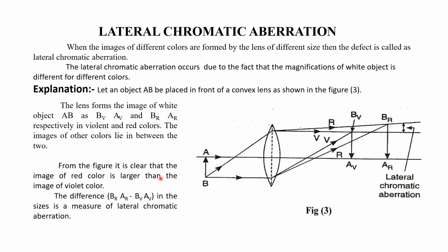So if you consider the defect along the axis, you will get the longitudinal chromatic aberration, and if you consider the defect perpendicular to the optic axis, that is, the axis passing through the optic center of the lens, it is said to be lateral chromatic aberration. So depending upon the direction, you will get two types of chromatic aberration.